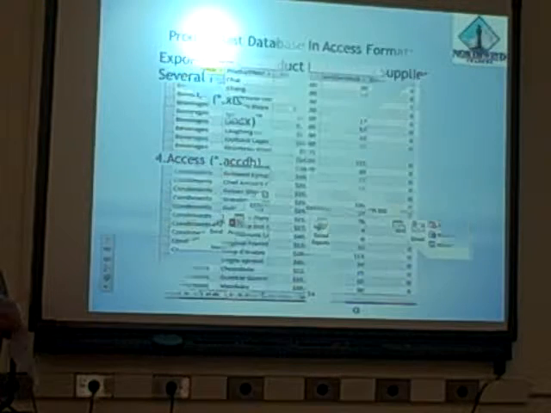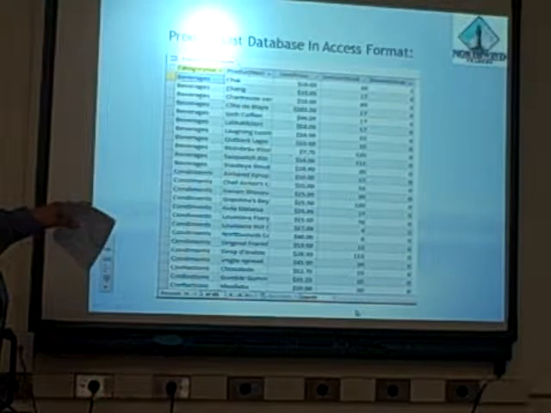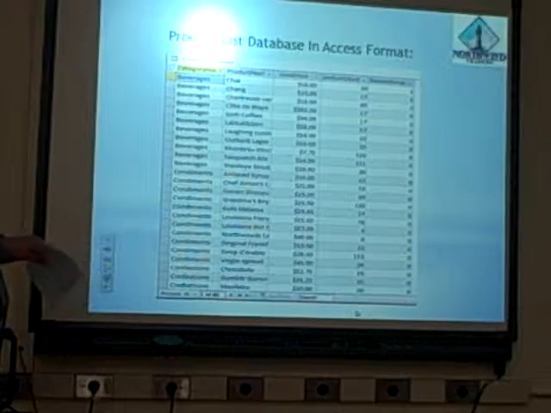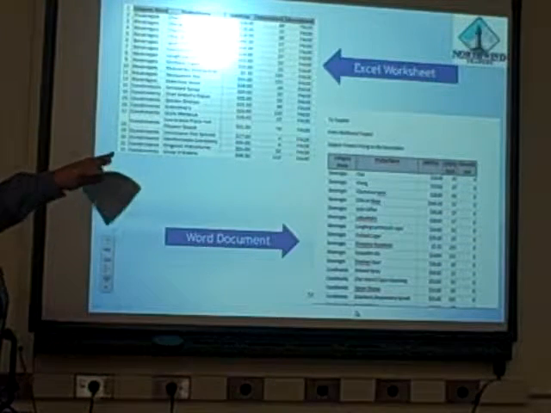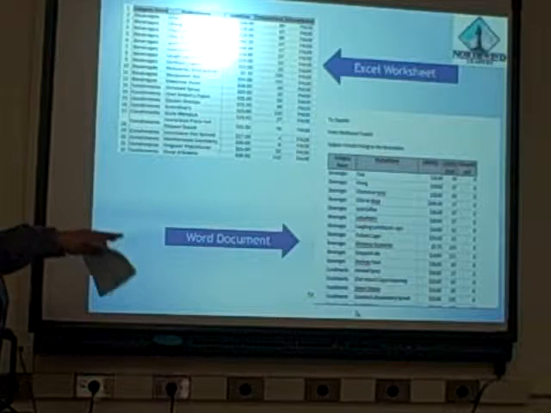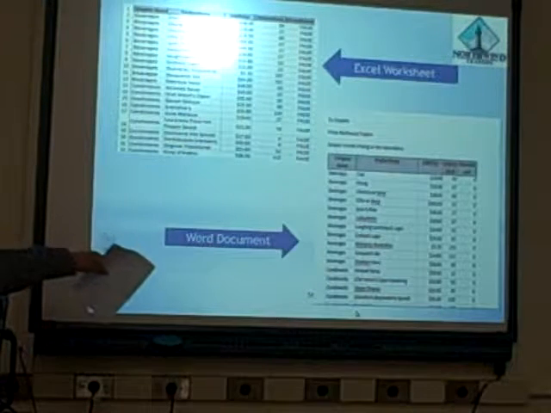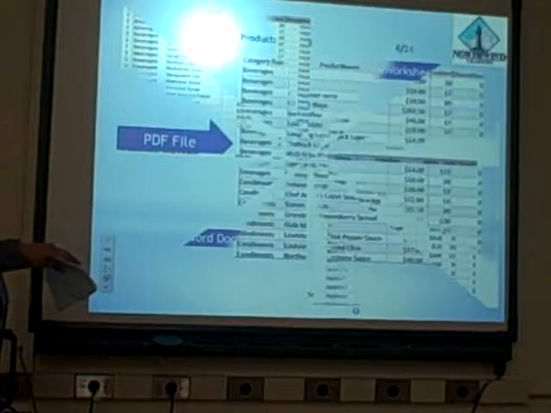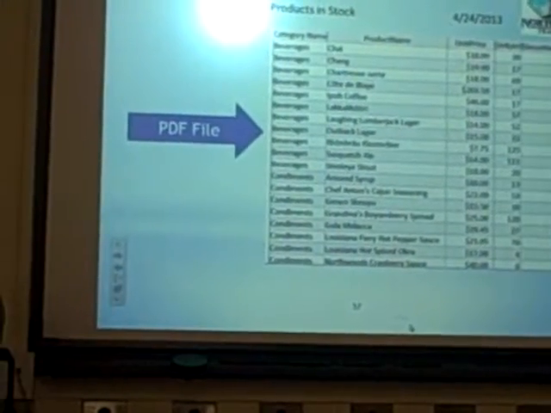So this is the original Access database in Access format, and I send it in an Excel worksheet. It looks like this. Then I export it to a Word document. And the last format I use is a PDF file, and I send it to our new supplier.